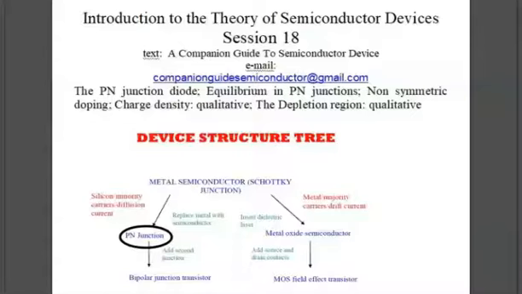Hello and welcome to session number 18 in our course Introduction to the Theory of Semiconductor Devices. Today we'll be starting on the p-n junction, probably taking 3 or 4 sessions, maybe a little more. Who knows? We'll see how it goes.